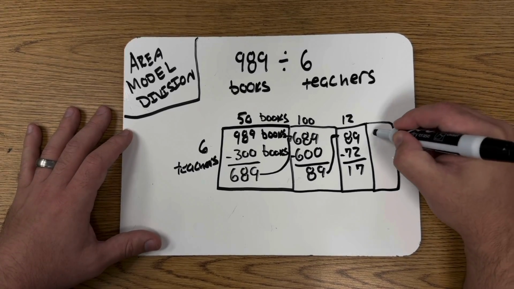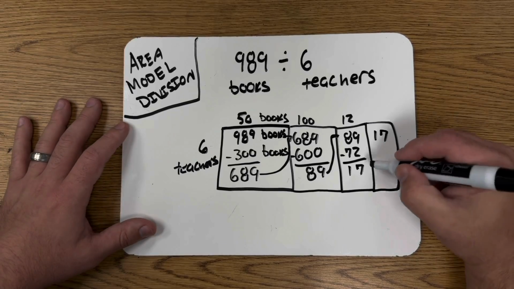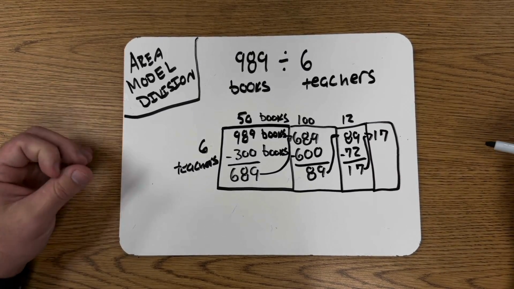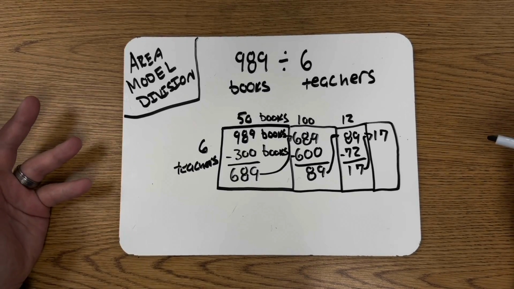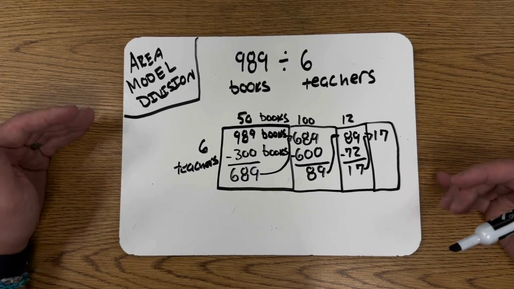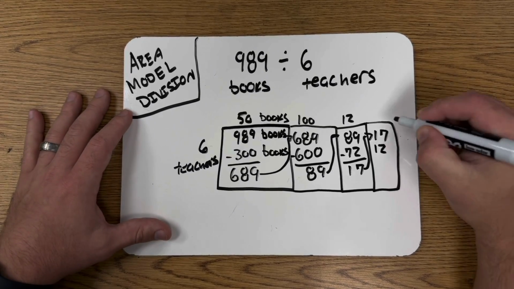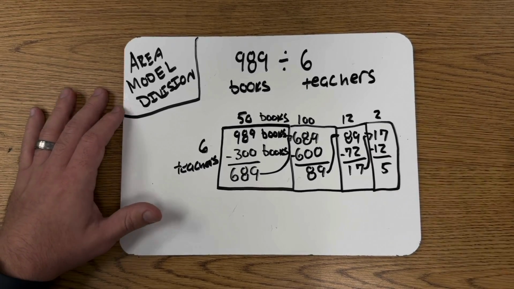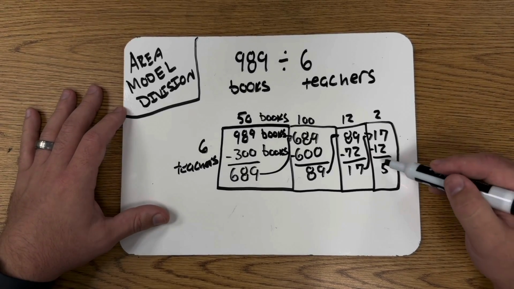Again, we make ourselves another box, we bring that over, and I say, okay, how can I get to 17? Well, 6 times 3 is 18, and we can't go over. So we can't do 6 times 3, so we're going to have to go to the step below that. So that's 6 times 2, which is going to give me 12, and that was 2. And we subtract, and I get 5, which means that we have 5 books left over.